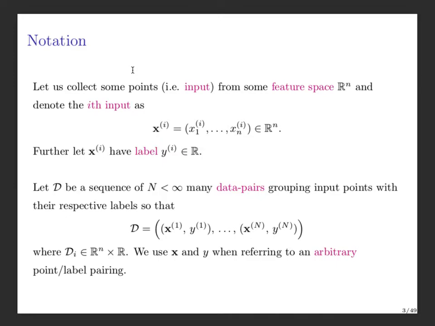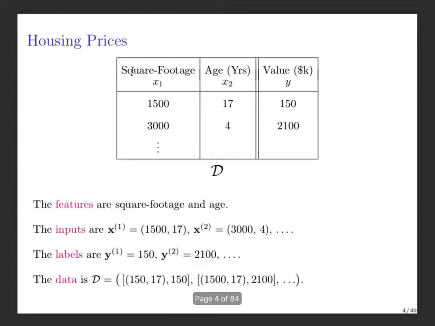I'm going to further let the ith input have a label called y^(i). So you should be used to this: x's are associated with y's. Then I'm going to collect all of that into a set called D, which I'm going to call my data set. So the data set is going to be pairings of inputs and labels. That's all you really have to keep in your mind: X, inputs, and Y, labels.